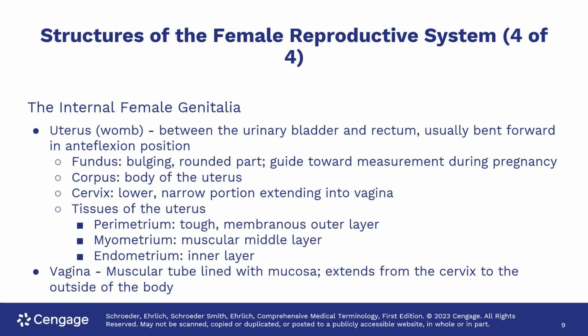Uterine tissue consists of the perimetrium. Peri means around, right? So it's the outer layer. The myometrium. Myo means muscle, so the muscular middle layer. And the endometrium. Endo means inside, so the inner layer. The vagina is the tube that extends from the cervix to the outside of the body.